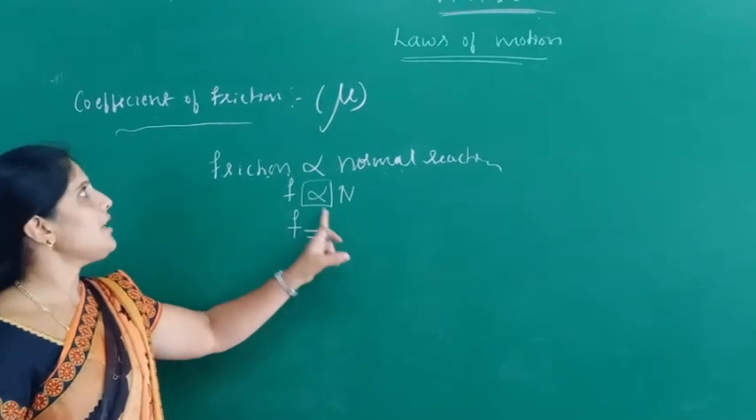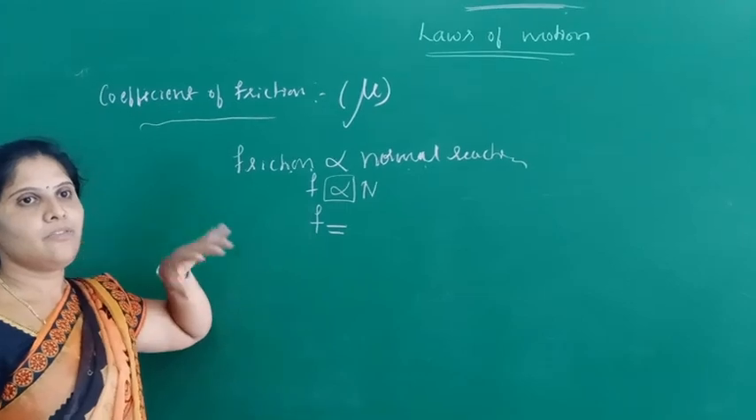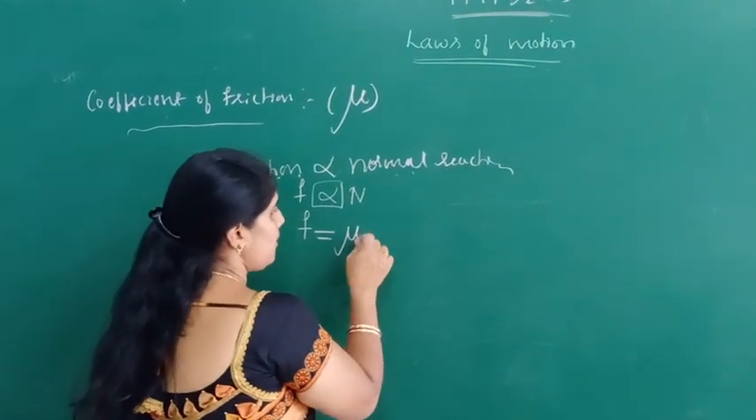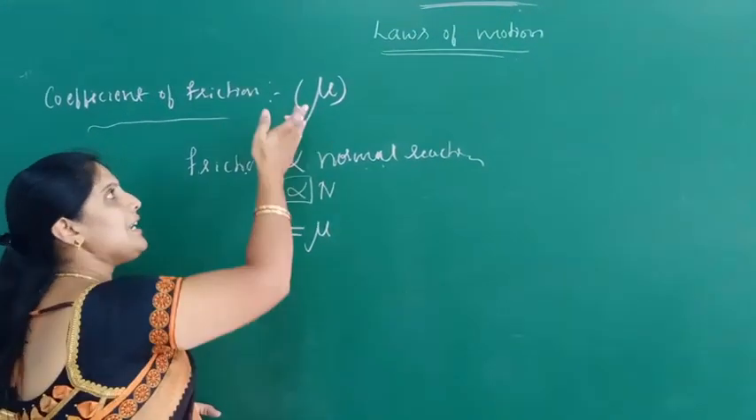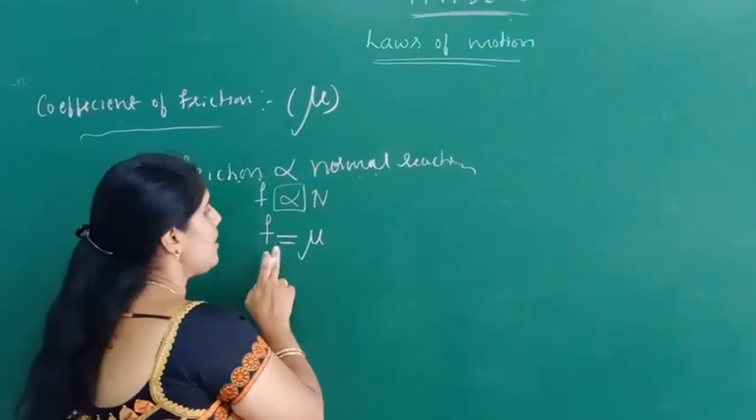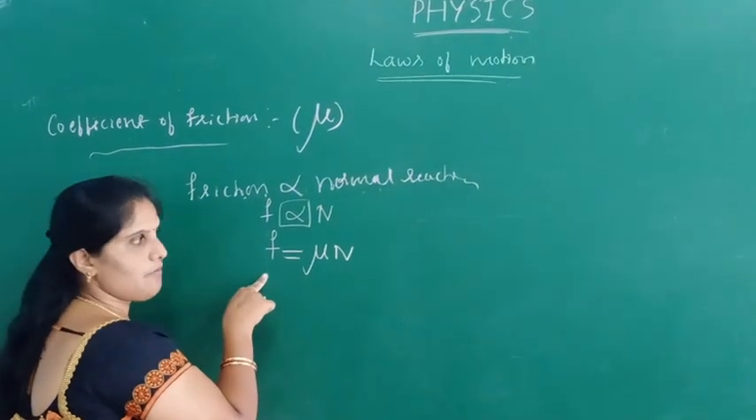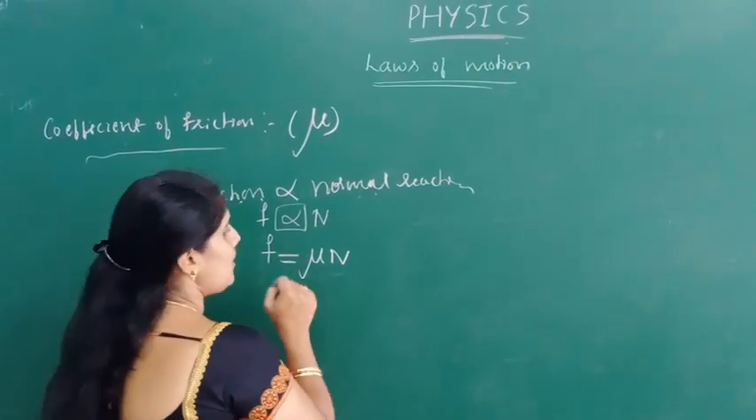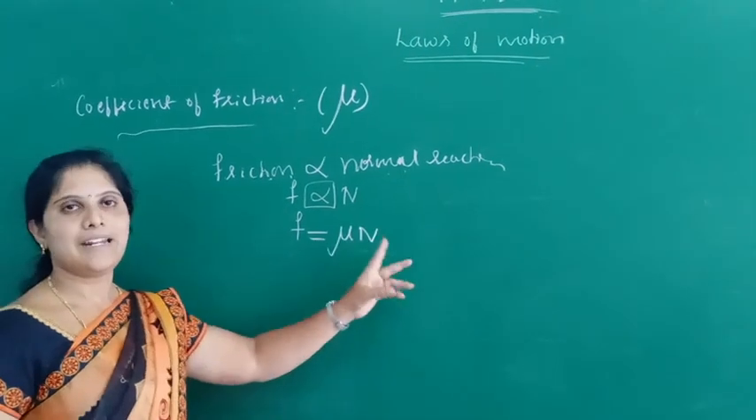Here we take that constant as mu. The constant we could call k, or denote it with other letters, but here we take the constant as mu. So F is equal to mu into N, where F is the frictional force, mu is the coefficient of friction, and N is called normal reaction.